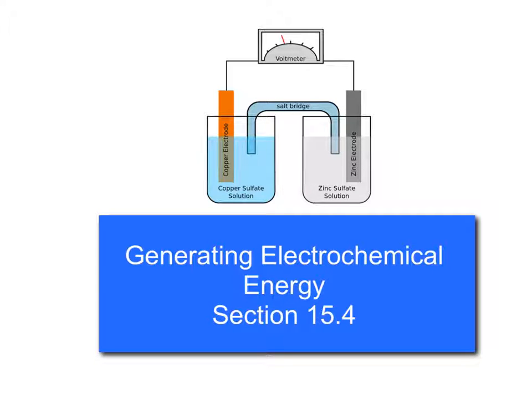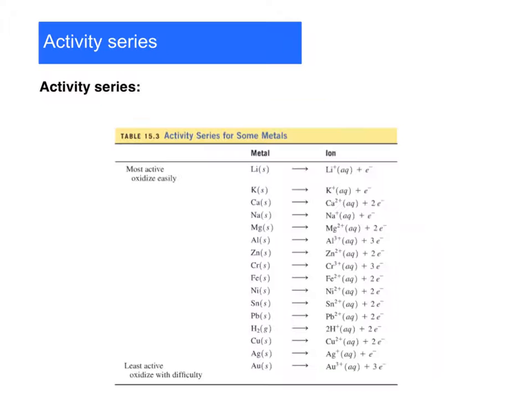The last thing we're going to talk about in this chapter is how to generate energy using chemical reactions. So these redox reactions that we've been talking about, we can actually harness the movement of those electrons to generate electricity. In order to determine what would make a good battery or not, or what things should be used together to make electrical energy, we use something called an activity series.